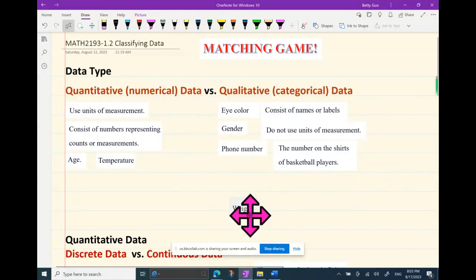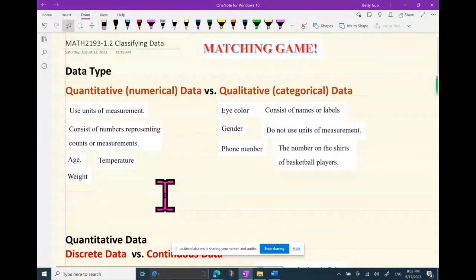Last one, weight. Quantitative, right? And also you have to specify the unit: 150 pounds or 150 kilograms. You have to really point it out. Okay, very good. I hope after this game you understand the difference between quantitative and qualitative. All right. Next.